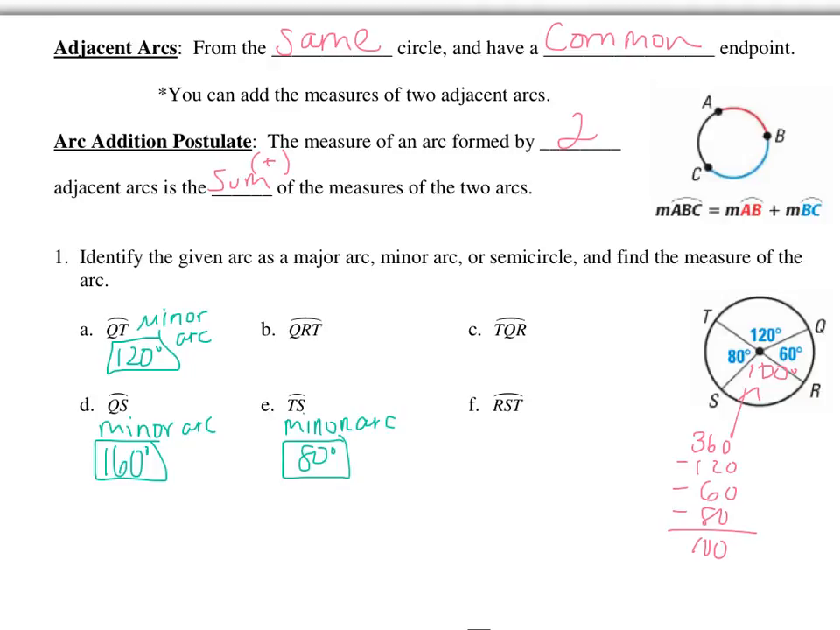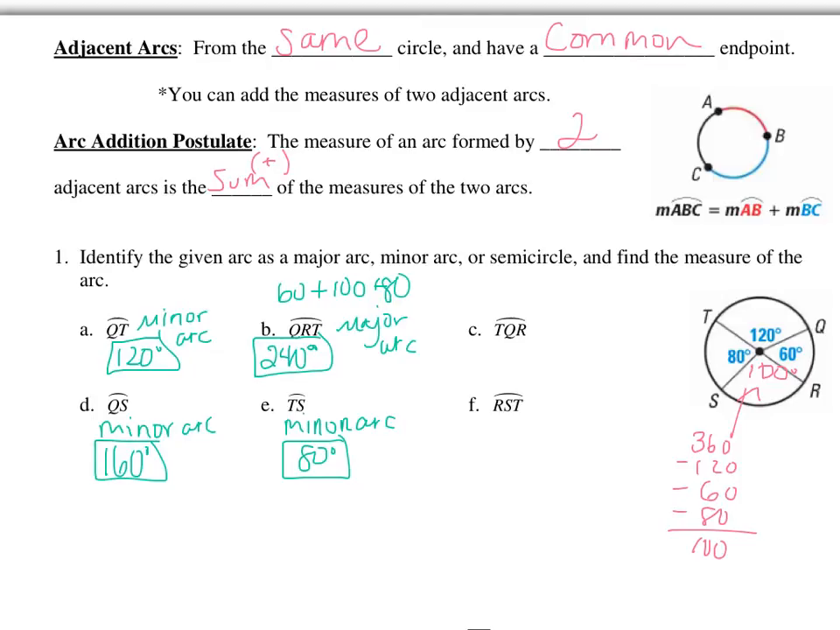All right, let's go back up to QRT. So you want to start at Q, go to R, and then to T. So Q to R to T. So we have these 3 pieces we have to add together. So you're going to be taking your 60 plus the 100 plus the 80, and that's how we end up with 240 degrees. It's not equal to 180, so it is just a major arc. If it equals exactly 180 degrees, then it would be a semicircle.